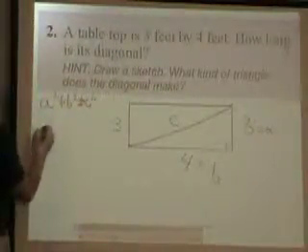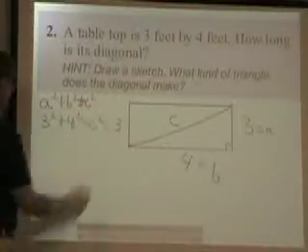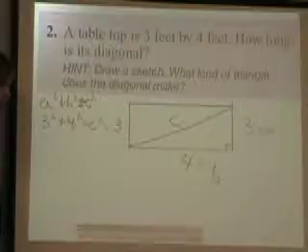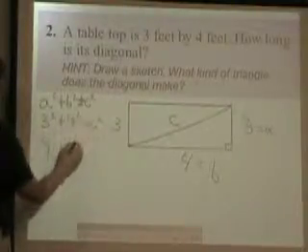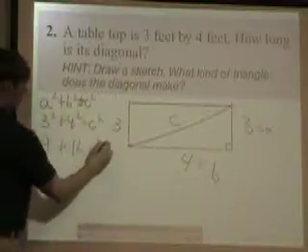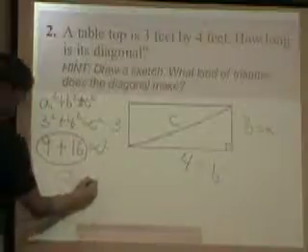So I've got 3 squared plus 4 squared equals C squared. Y'all remember doing this? What's 3 squared? 9. Plus 4 squared is 16, and that's going to be C squared. 16 plus 9 is 25, which equals C squared.